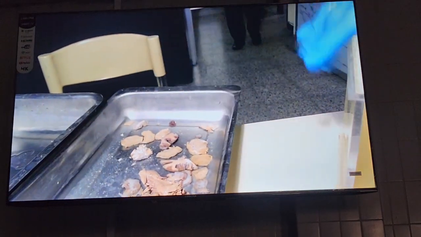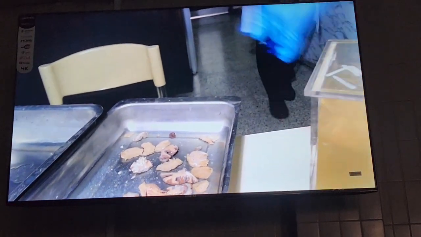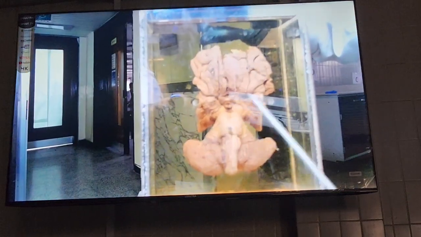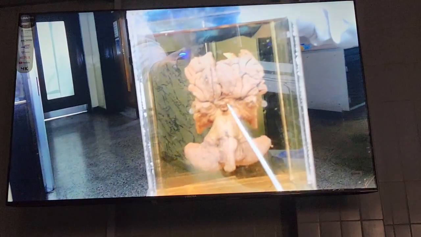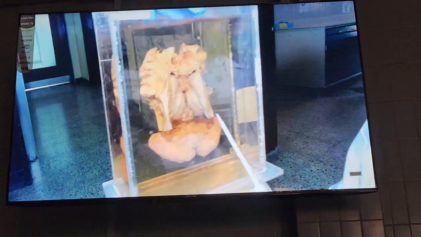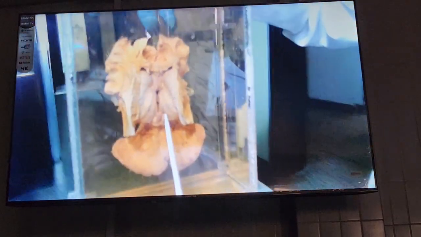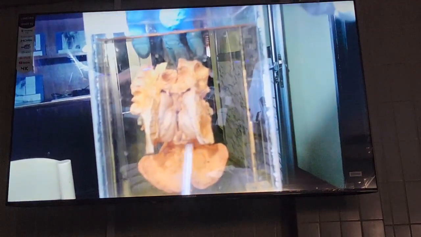The third part of the brainstem is the midbrain. We can see the two cerebral peduncles, and on the posterior aspect, or the roof, we can see four elevated structures called colliculi. We have the superior colliculus and the inferior colliculus.